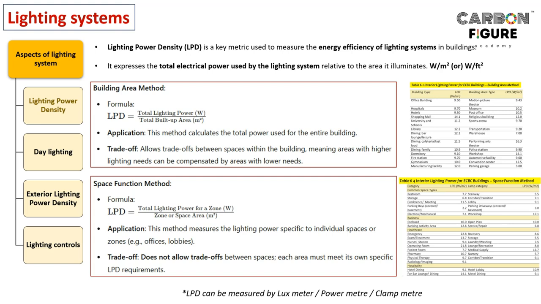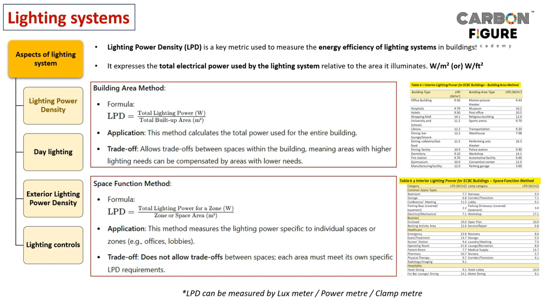We have 4 different things: lighting power density, daylighting, exterior lighting power density, and lighting controls, right? For the first one, lighting power density, it is a key metric used to measure the energy efficiency of lighting systems in a given building, right? There are 2 different methodologies to come up with the calculation. It expresses total electrical power used by the lighting system relative to the area it illuminates. That is the lighting power density.